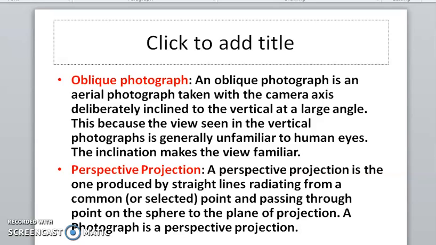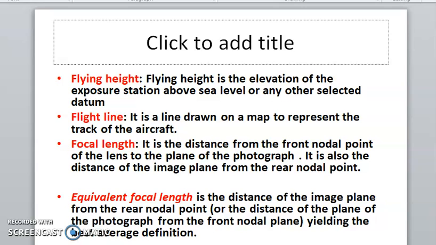Projection is one produced by straight lines radiating from a common point and passing through points of the sphere onto the plane of projection. A photograph is a perspective projection. Flying height is the elevation of the exposure station above sea level or any other selected datum. Flight line is a line drawn on a map to represent the track of the aircraft.